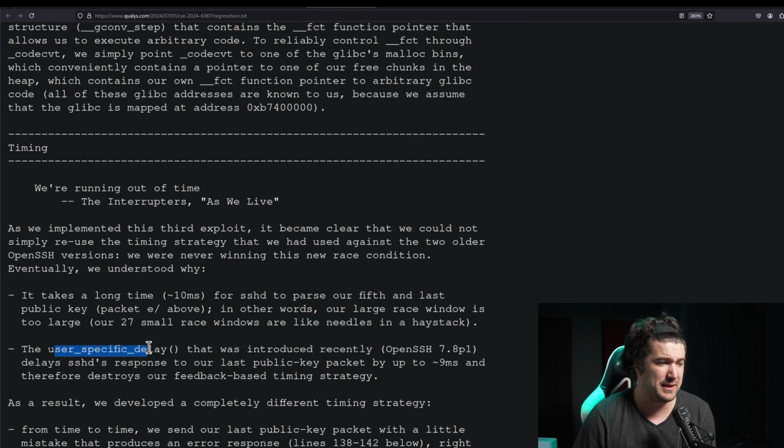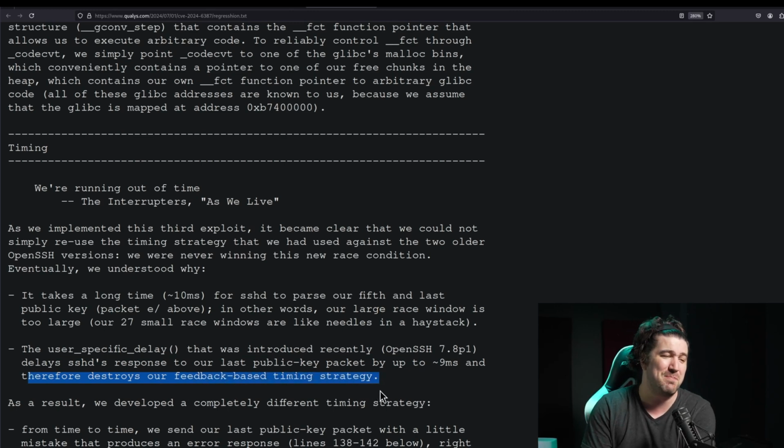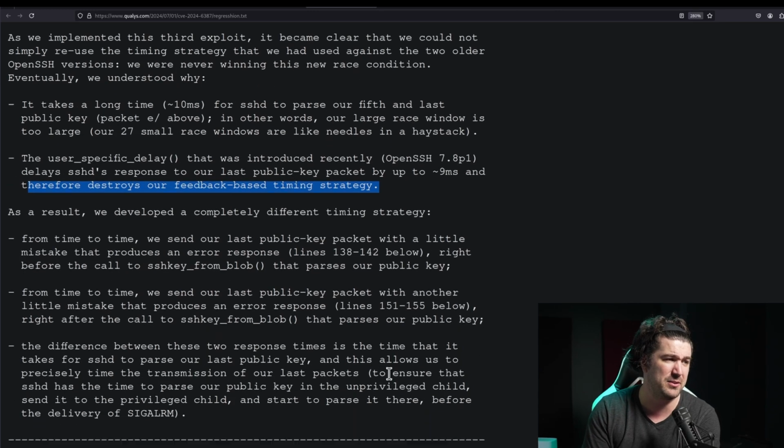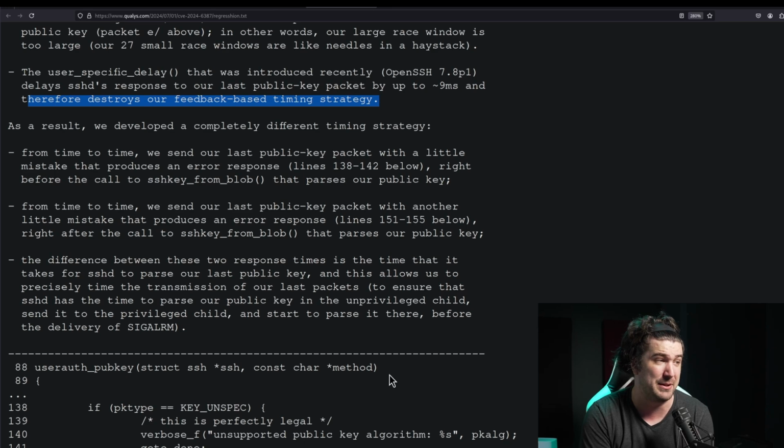The user-specific delay that was introduced recently delays SSHD's response to our last public key packet by up to 9 milliseconds, and therefore destroys our feedback-based timing strategy. As a result, we developed a completely different timing strategy.